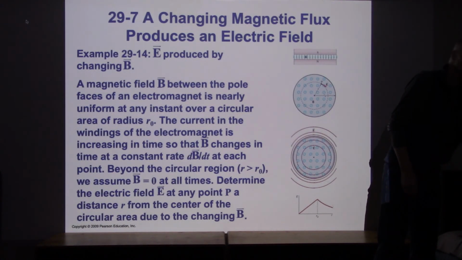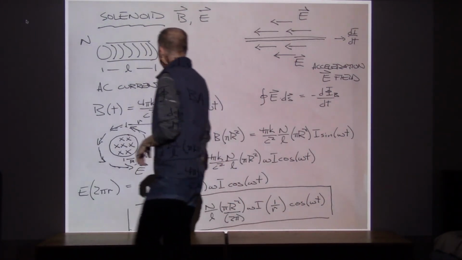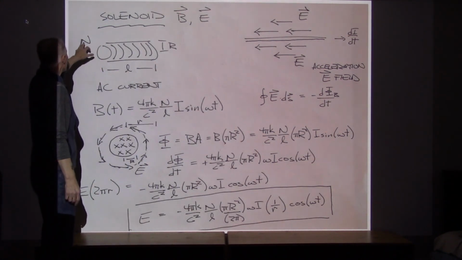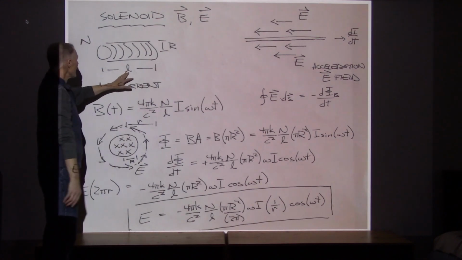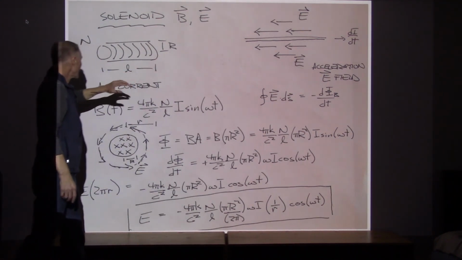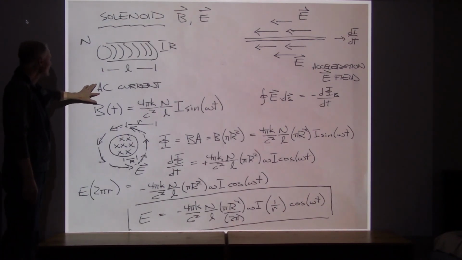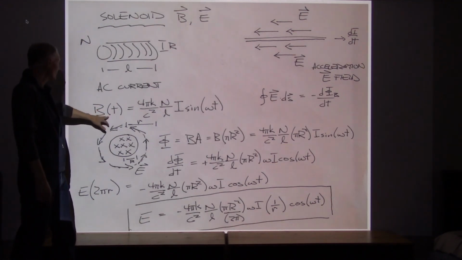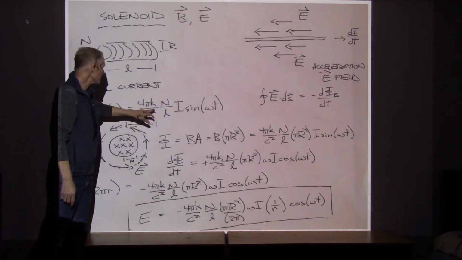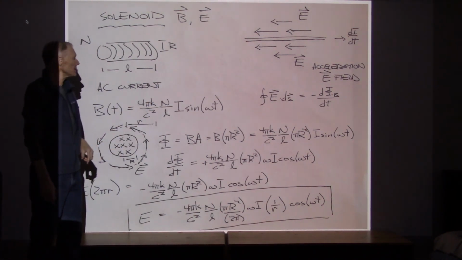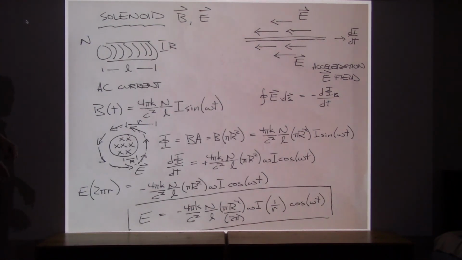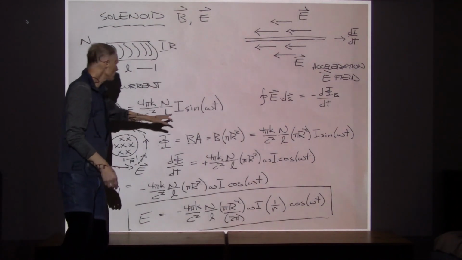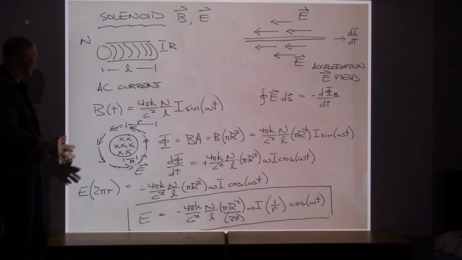Now there's one final example that they have here. Let's take a look at this. Here is a solenoid. It's got N loops spread out over a distance L, and it's got some kind of a diameter or radius to it. The AC current we're using in this solenoid generates a magnetic field of 4 pi k over c squared, n over L, I sine omega t. That's the solenoid formula that we've looked at. And the current we're using here is oscillating, and that was what was given in the problem.